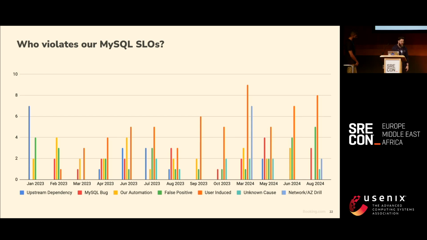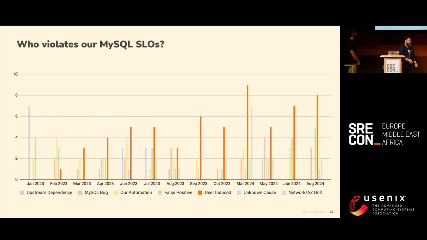This graph shows the root causes that we have for breaching our SLO. There are a lot more, but this is a summary. I want you to see particularly the orange one, which is the bigger one in all the cases.